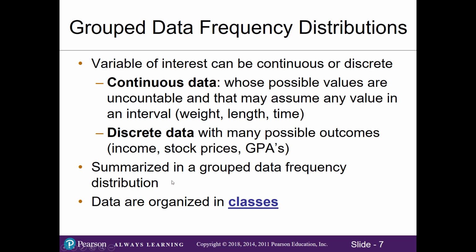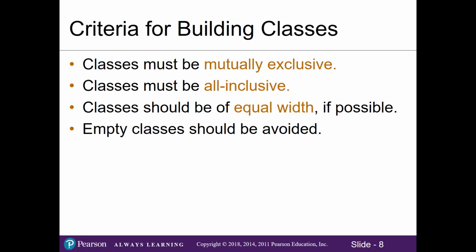To work with large data sets, we want to group them into something more manageable, and they're known as classes. To build classes, you have to make sure that they're mutually exclusive in that they do not overlap. They should also be all-inclusive so that our set of classes contains all possible data values. Nothing gets left out. Classes should also be of equal width or distance, so the shape of the bars that we will see are even, and there should be no empty classes.